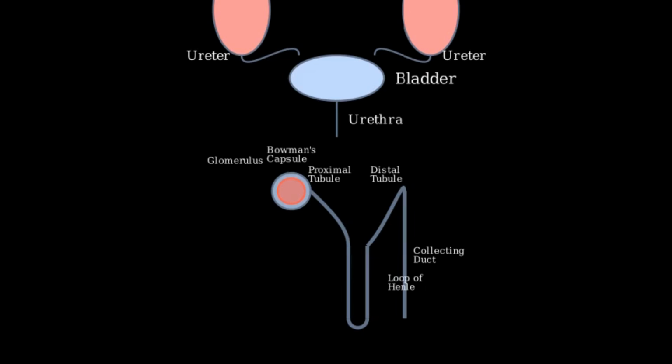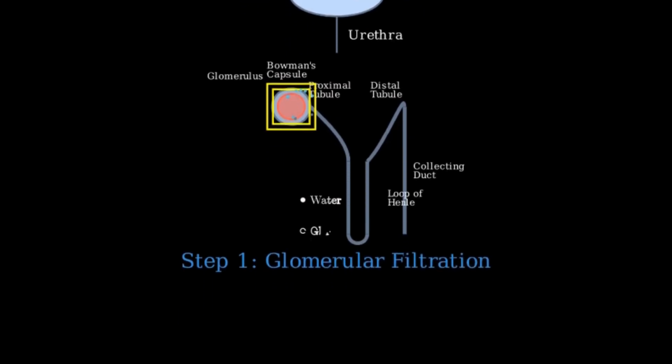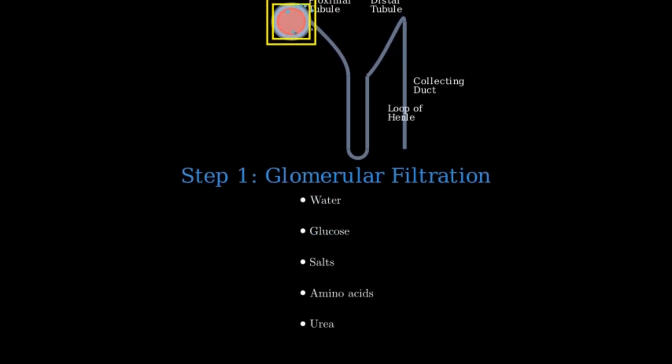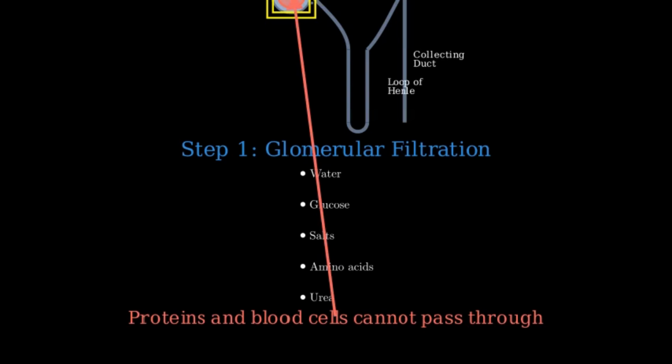It's a 3-step process. Step 1, glomerular filtration at the Bowman's capsule. Blood enters a tangled ball of capillaries called the glomerulus under high pressure. This pressure forces water, glucose, salts, amino acids, and urea out of the blood and into the Bowman's capsule. This collected fluid is called the glomerular filtrate. Crucially, large molecules like proteins and blood cells are too big to pass through and remain in the blood. This is a key point for MCQs.